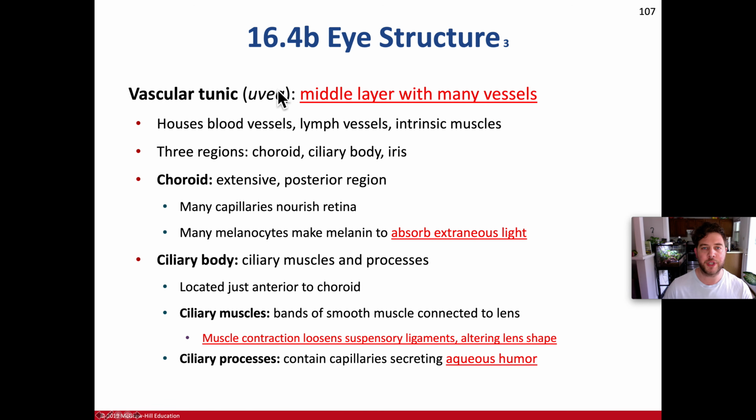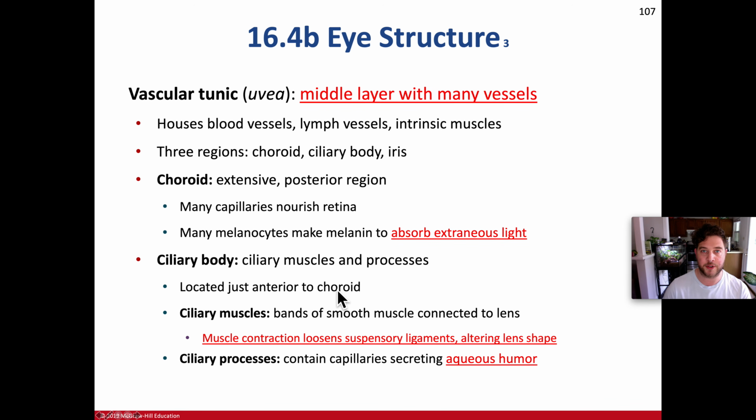Your vascular tunic is the middle layer with many blood vessels, lymph vessels, and intrinsic muscles. It has three parts: the choroid, the ciliary body, and the iris. The choroid is very extensive. It's in the posterior region of the vascular tunic. It has many capillaries to nourish the retina and melanocytes to make melanin to absorb extraneous light to help prevent light scattering.